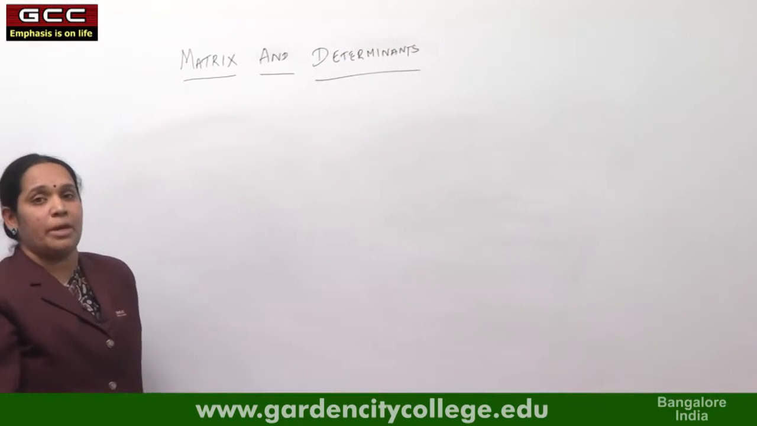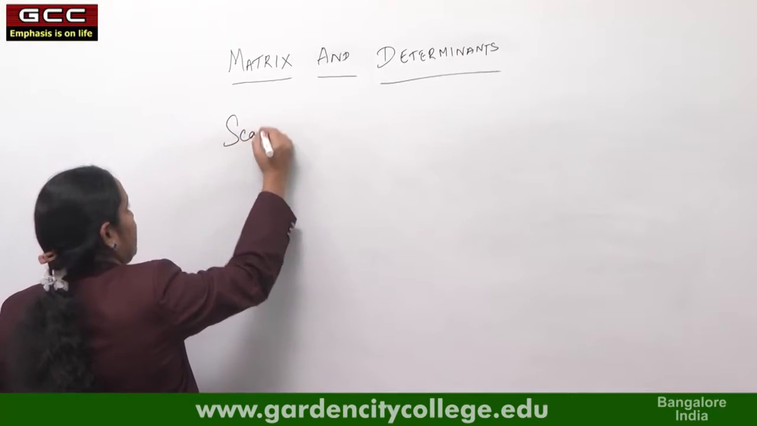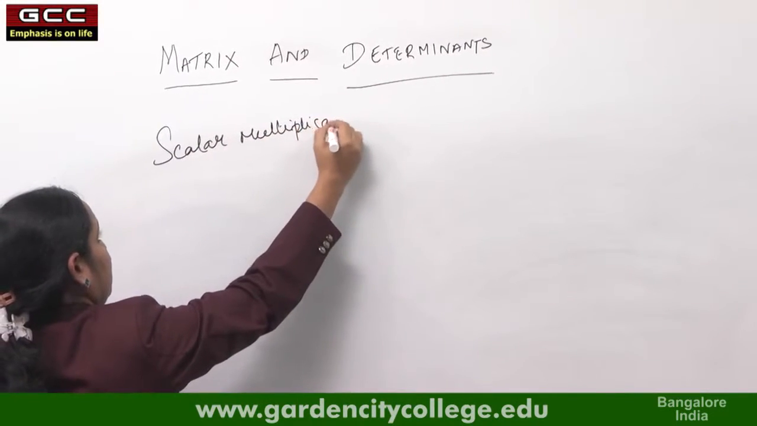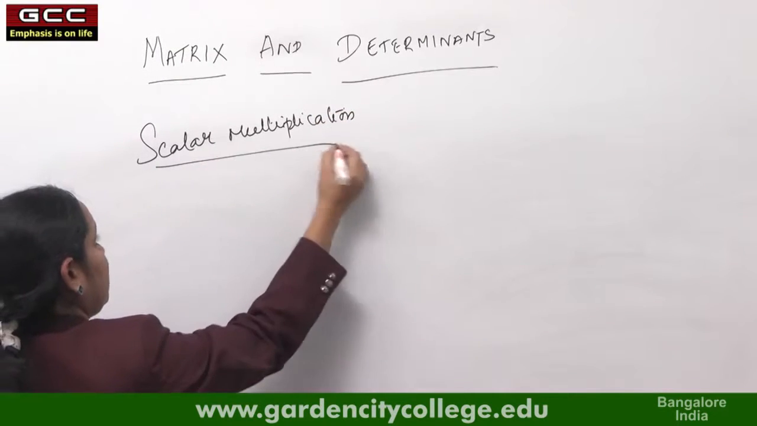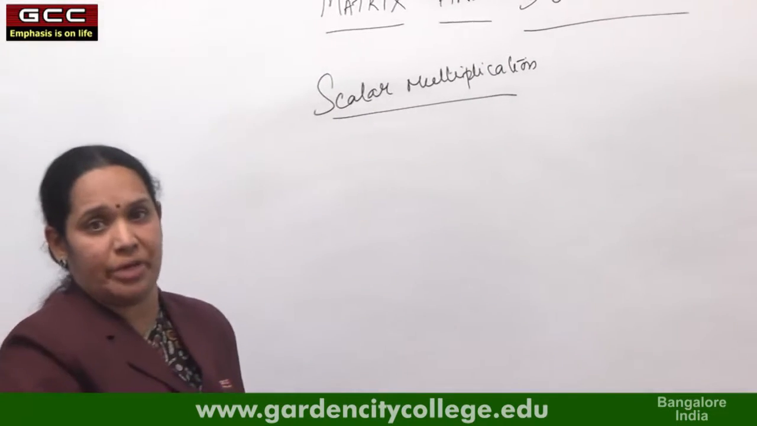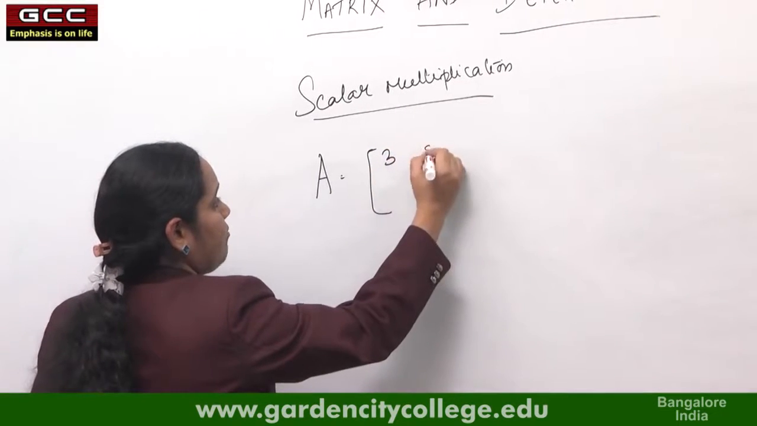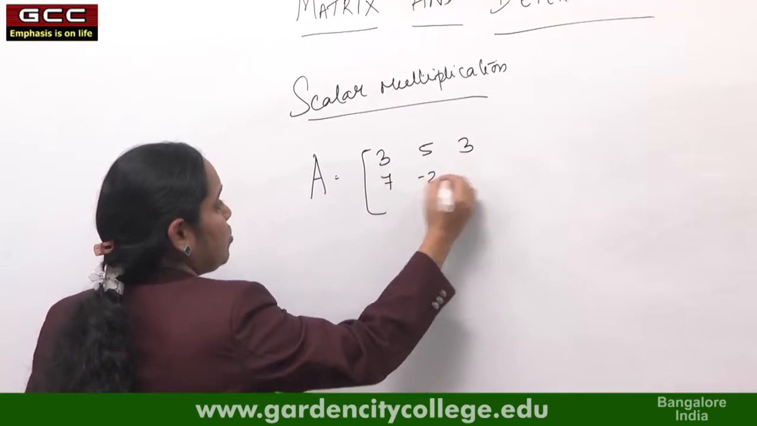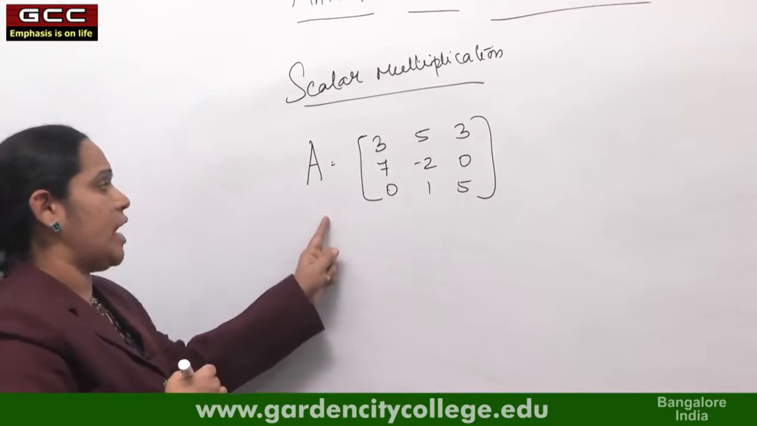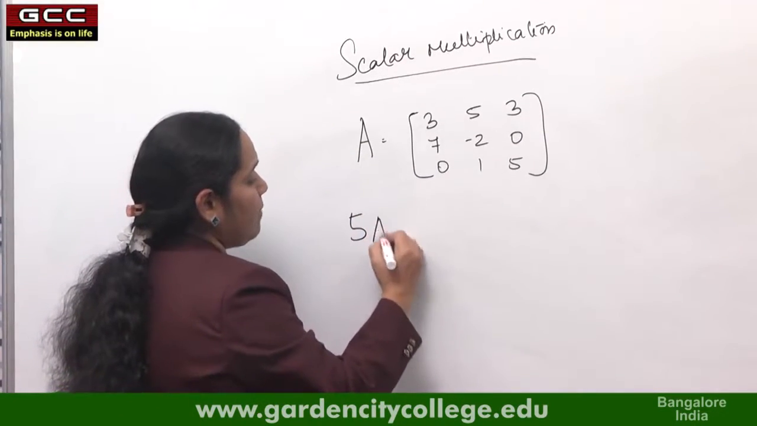So the next operation on matrices is scalar multiplication of a matrix. Scalar multiplication is nothing but multiplying a constant with the matrix. For example, I have a matrix A equal to 3, 5, 3, 7, minus 2, 0, 0, 1, 5. I want to multiply this matrix A with a scalar quantity 5. So I am finding 5A.